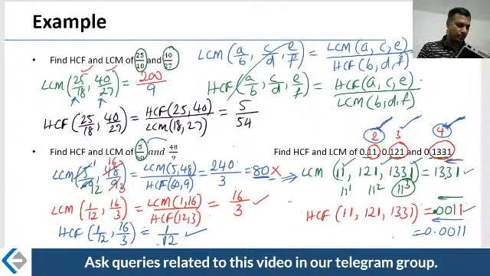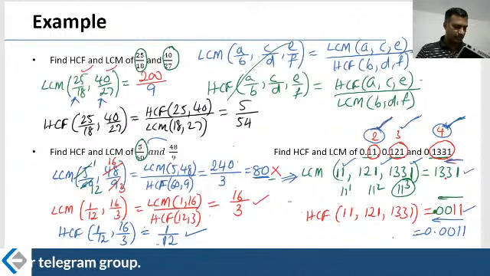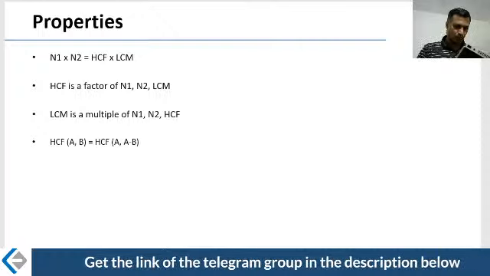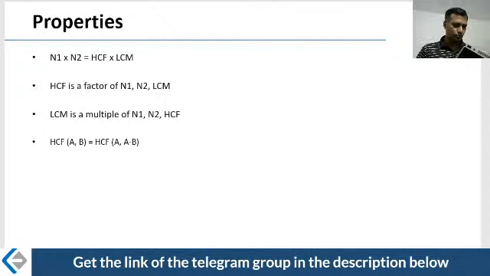Let me proceed from here. Let's go to the next one. Well, that's about finding the LCM and HCF. Let's go to some of the simple properties out here. Let's go to properties.